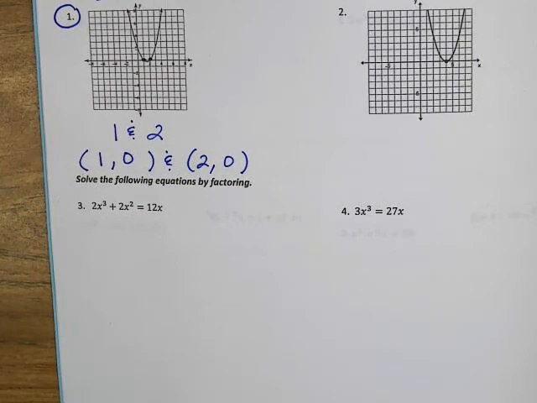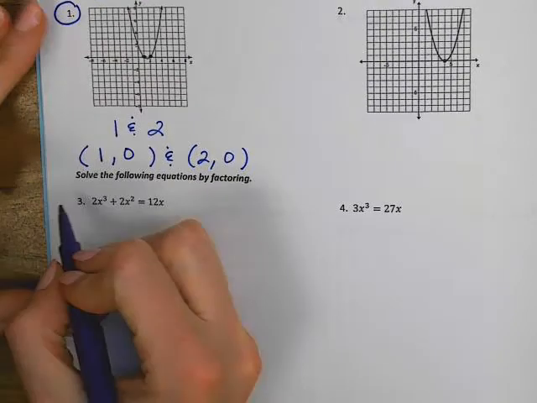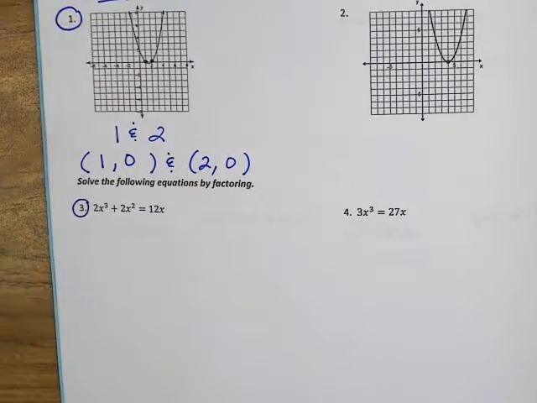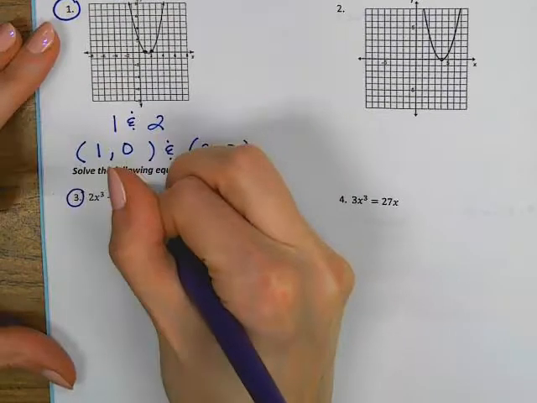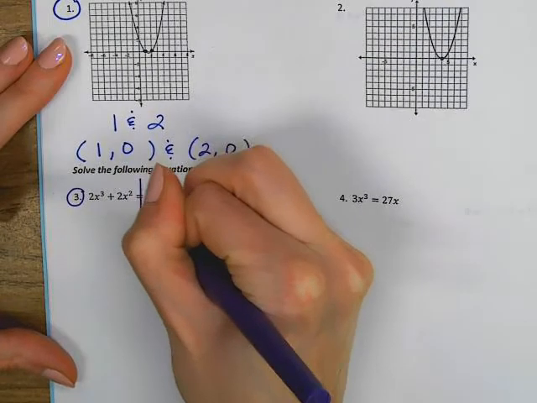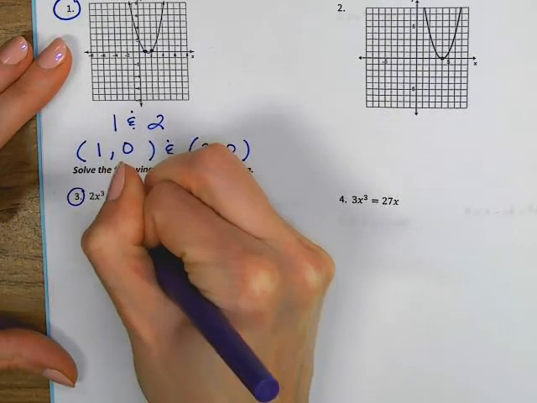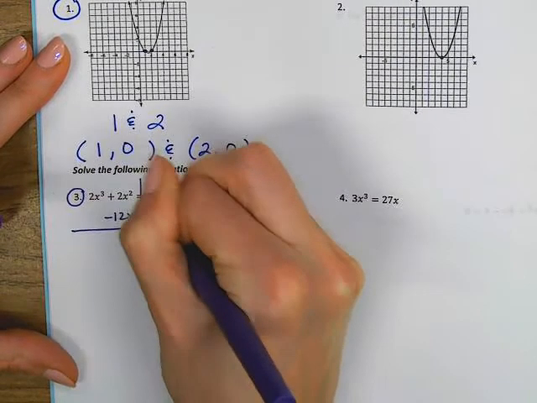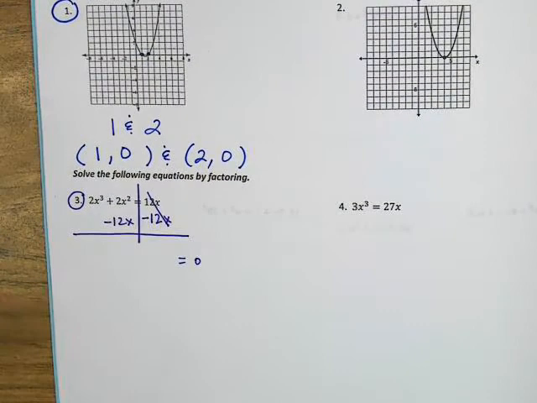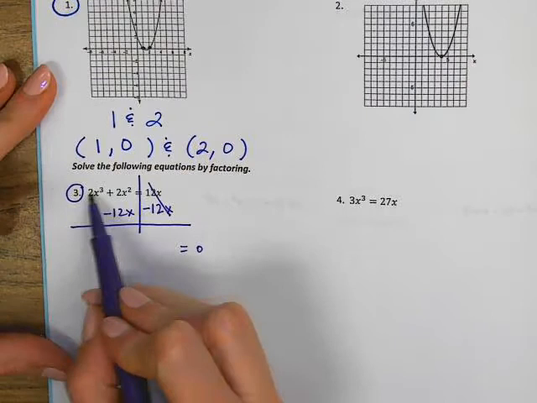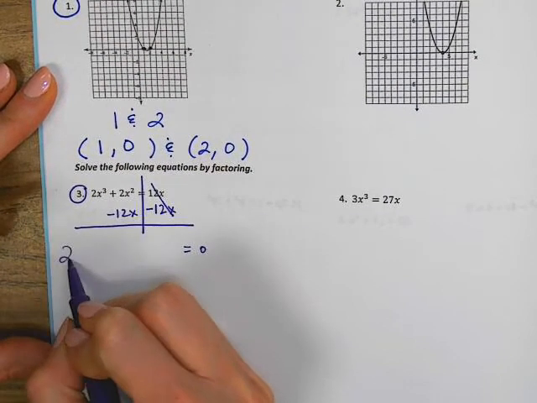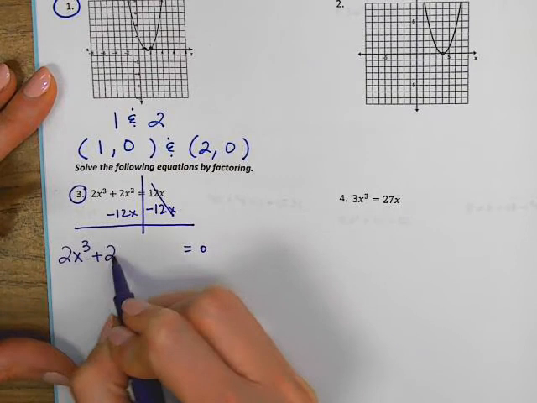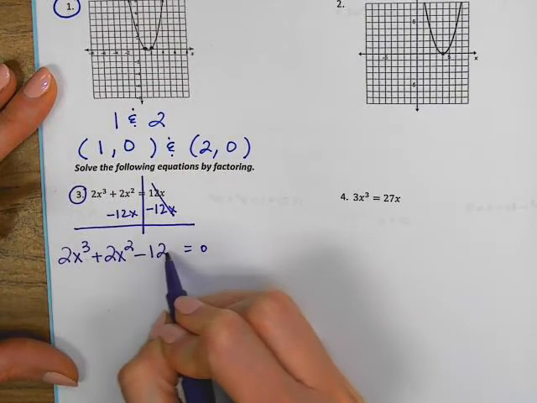All right, number 3. Now let's try one by factoring. I hope you remember, what do we always have to do first? When you're factoring, it must equal 0. So we need to subtract the 12x to the other side first. And don't add these, they're not like terms. Just leave them in descending order: 2x cubed plus 2x squared minus 12x.